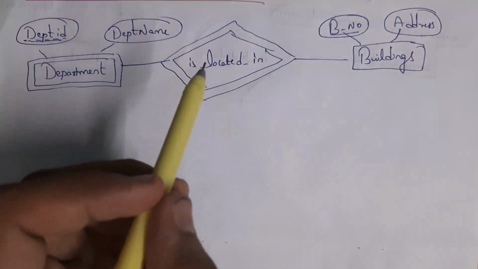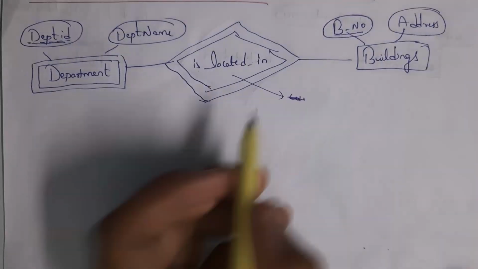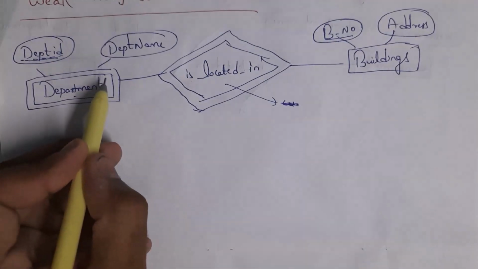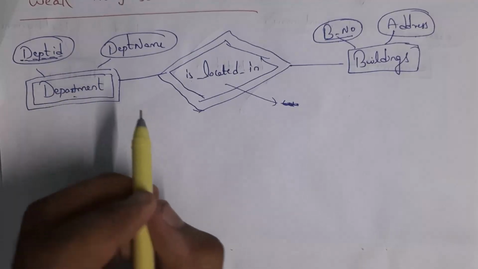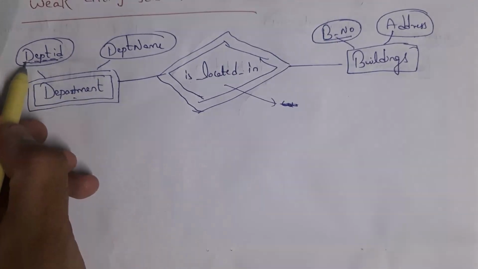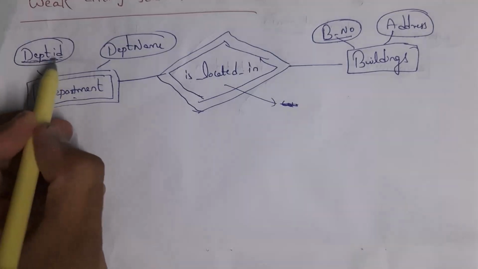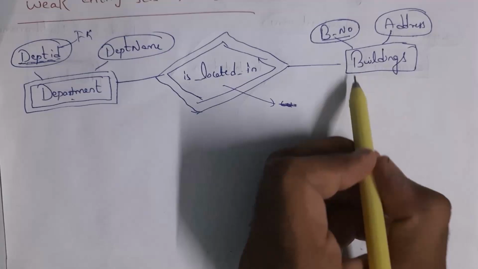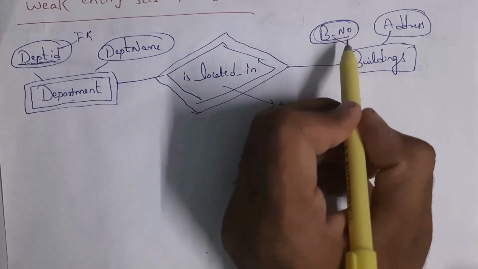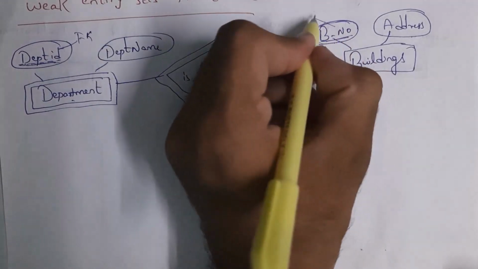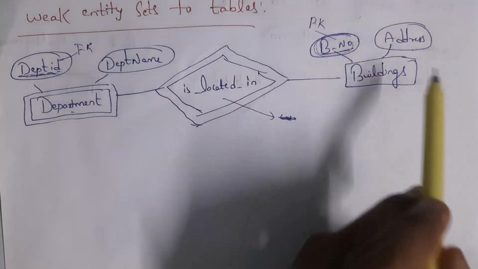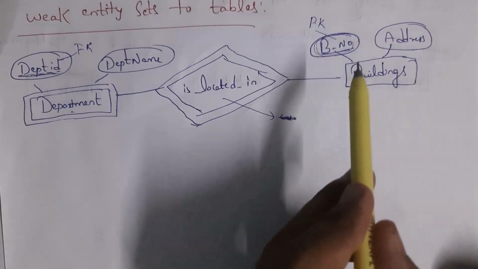That is why I represented this relationship in a double rhombus, where this is a weak relationship. An entity set which does not contain any primary key attribute is known as a weak entity set. Guys, here for the department ID attribute, I took dotted lines, so it is not a primary key, it is a foreign key. Whereas for this buildings entity set, for the B number attribute I took an underline symbol, so we call this B number the primary key. An entity set which contains a primary key attribute is known as a strong entity. So this buildings is a strong entity.